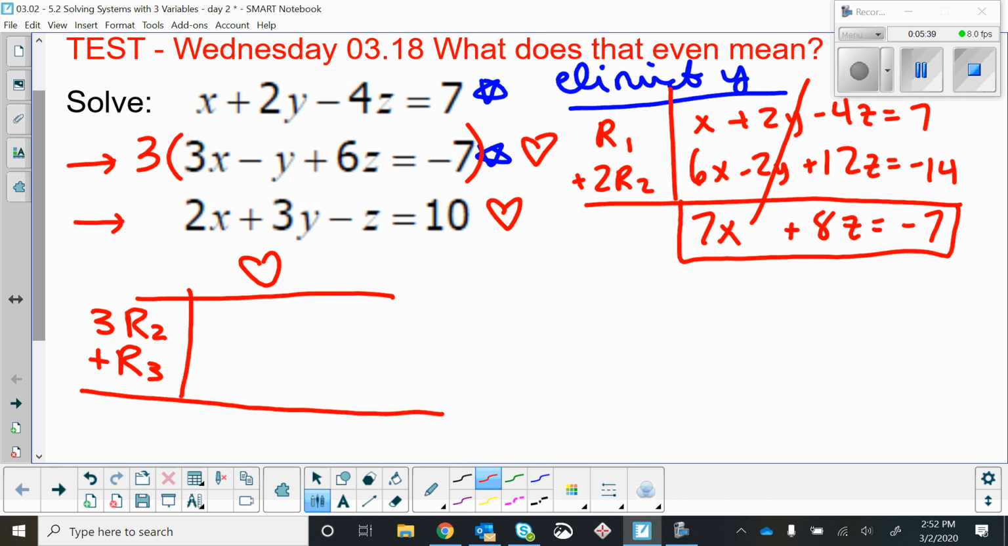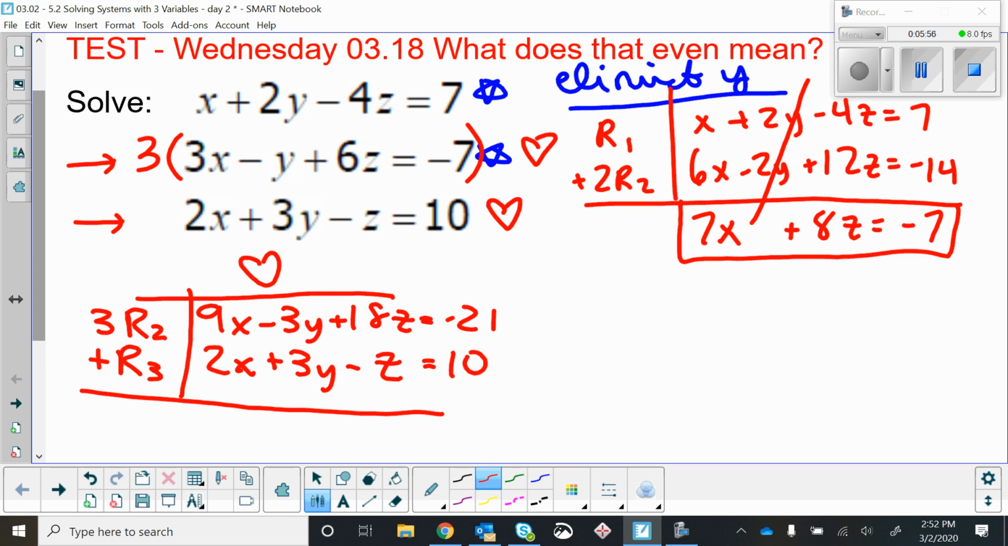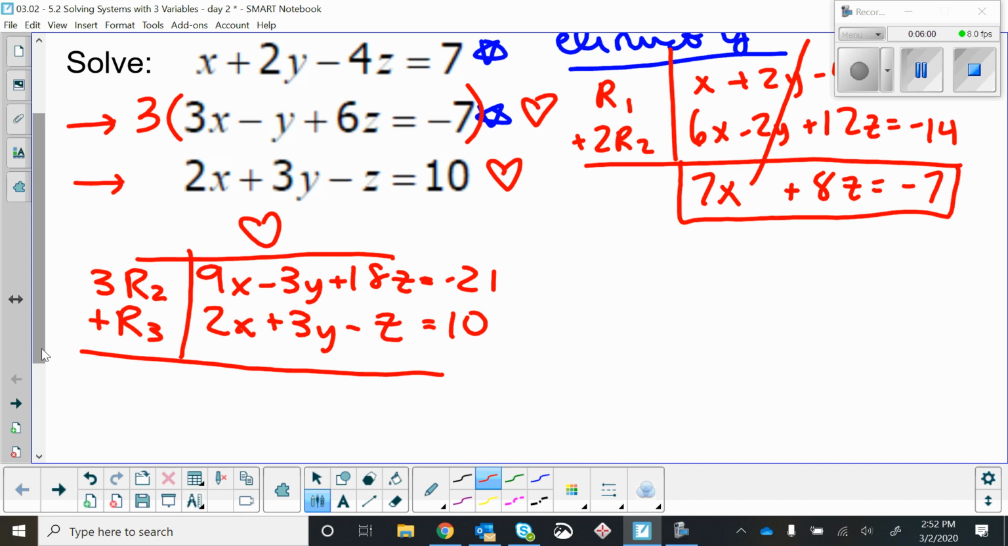So 3 times row 2 is 9x minus 3y plus 18z equals negative 21. And this is row 3. And I know that me talking calmly up here, writing a long problem, can mean that you're zoning out right now. Someone could be checking my math while I work it out. Because have you noticed one little thing messes up all the rest of your work? It's quite obnoxious.